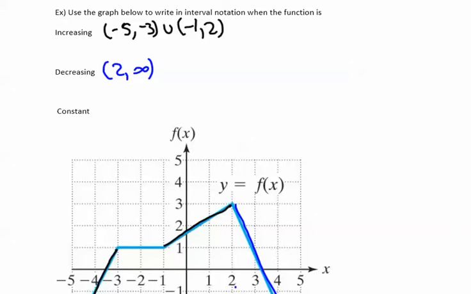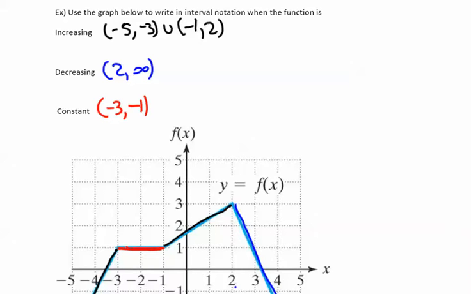Remember, the boundary values will always be in parentheses. And then constant, I can show very quickly, that's here. So starting at -3 and stopping at -1, this function is constant. Again, we're looking at domain values.